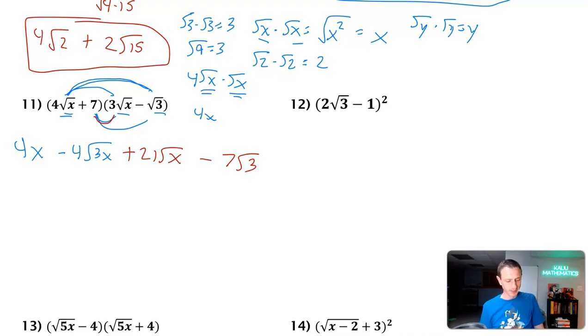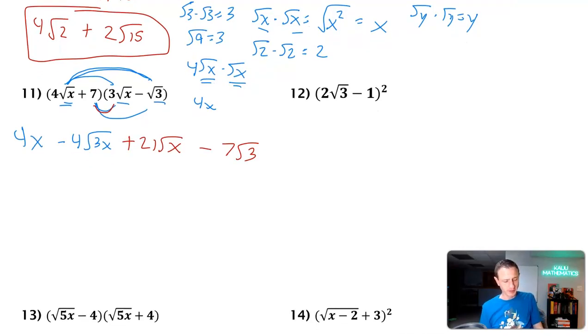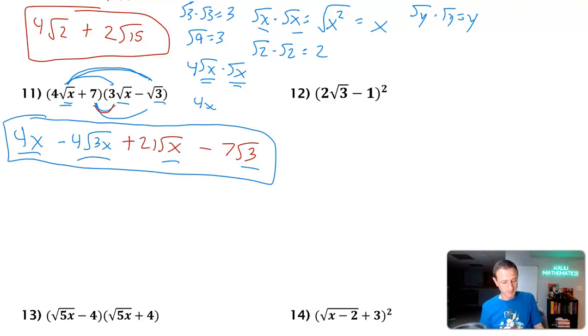And we do not have any like terms that are generated from there. I just have this 4x here, nothing there. Square root of 3x. I have the square root of x, not a like term. I have the square root of 3, not a like term. So there's no like terms. So that's going to be it for that one.